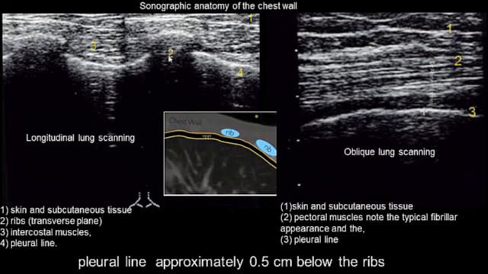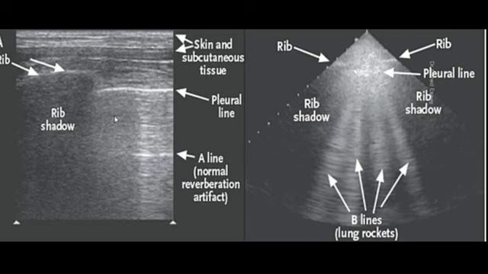Bone on ultrasound always appears as dark with distal acoustic shadow. Then intercostal muscles and the pleural line, which appears as a white line. This pleural line is in between the ribs, and this is the intercostal muscles. Skin, ribs, intercostal muscles, pleural line. Again, the pleural line is the basis of chest ultrasound, which appears as a white line like this, in between ribs and the intercostal space.